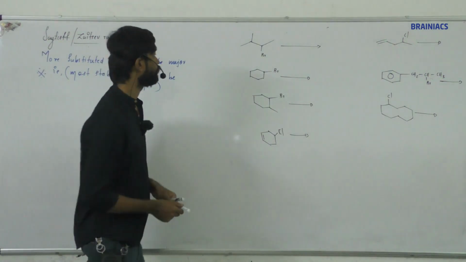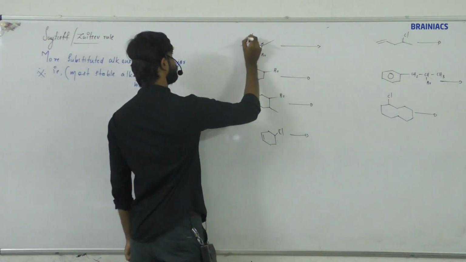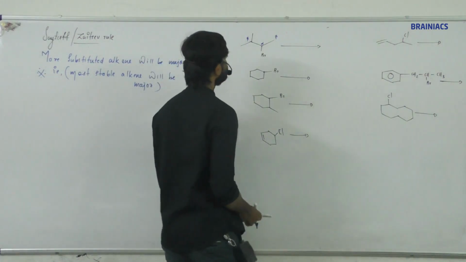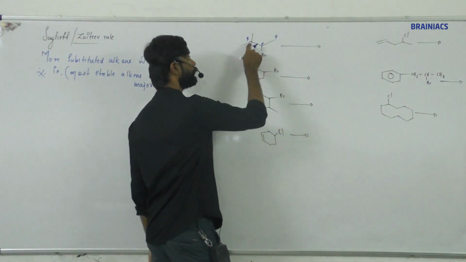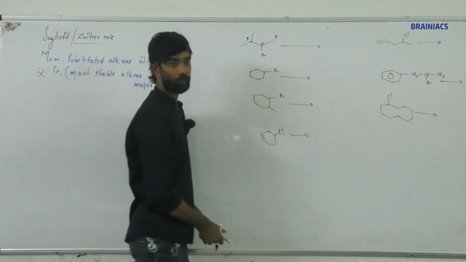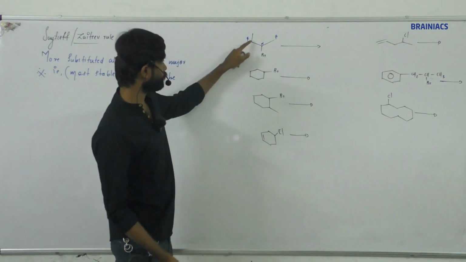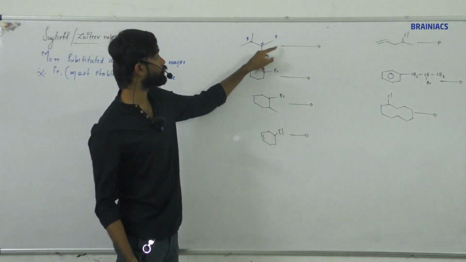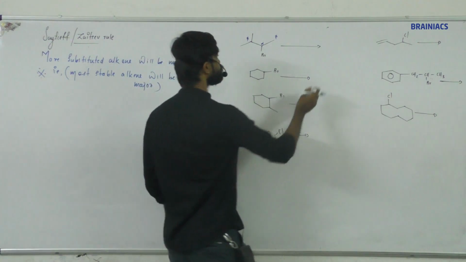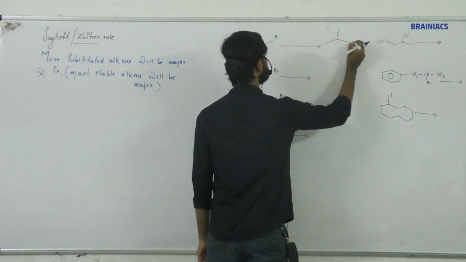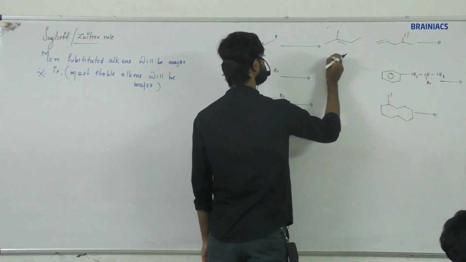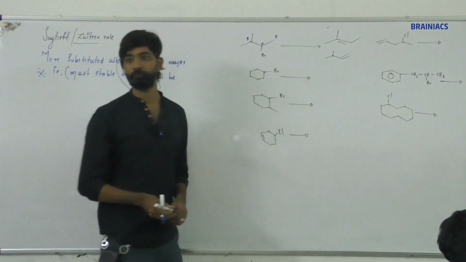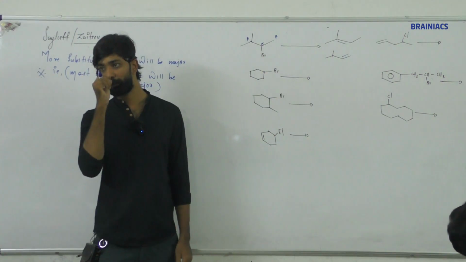So let's look at the possibilities. So this is alpha, beta. If it is from this beta, the double bond will be here. If it is from this beta, the double bond will be here. So the chances for the formation of alkenes are either like this or like this. Agreed? Okay, which one is the major?